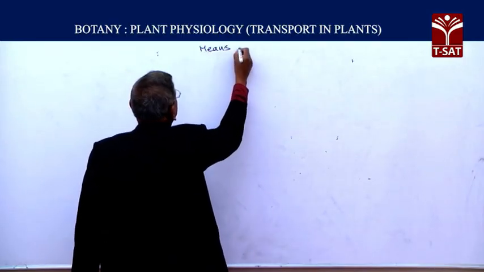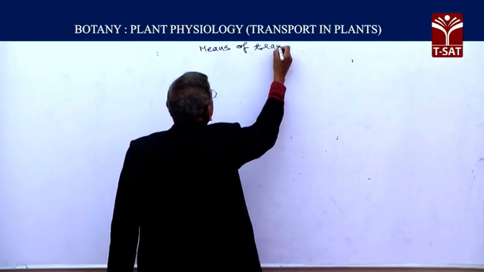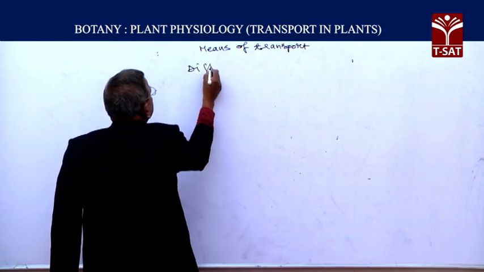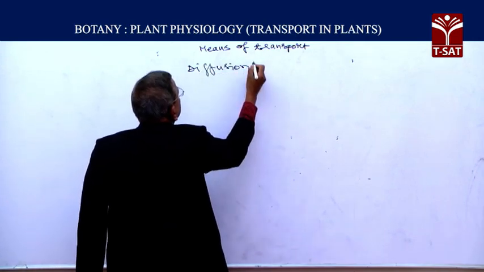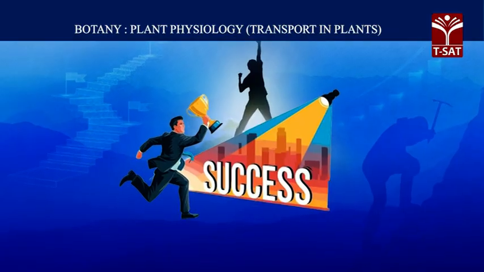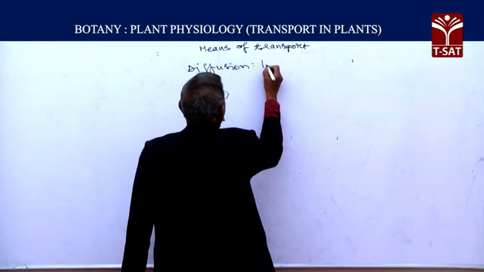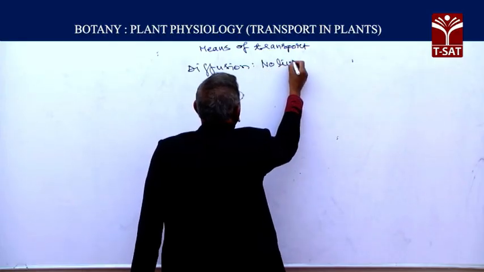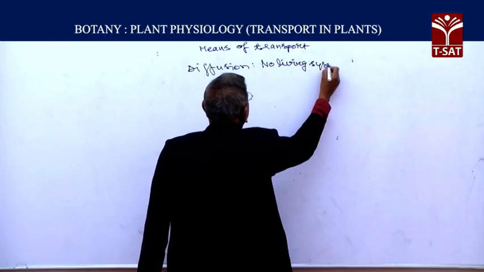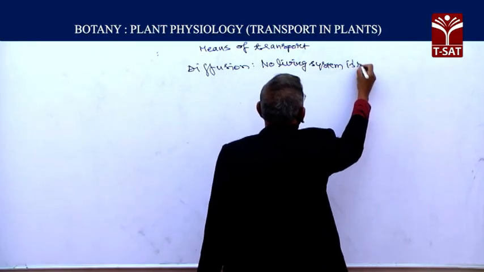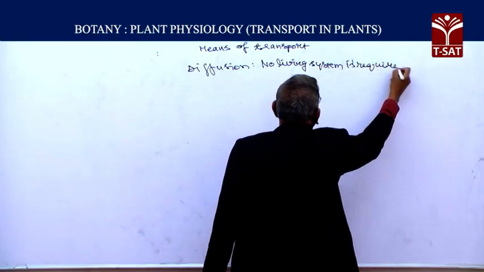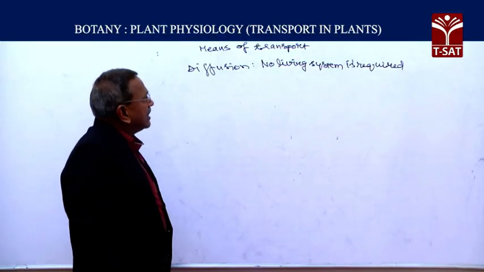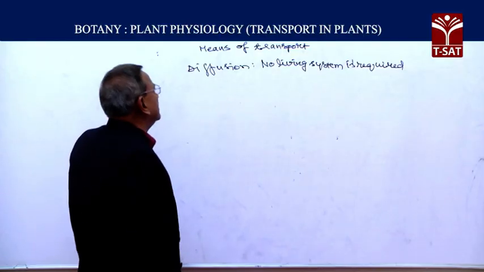Now we are considering the first, diffusion. Diffusion does not require a living system. No living system is required. It can occur in non-living systems also. It means it can occur in non-living systems and also can occur in living systems.